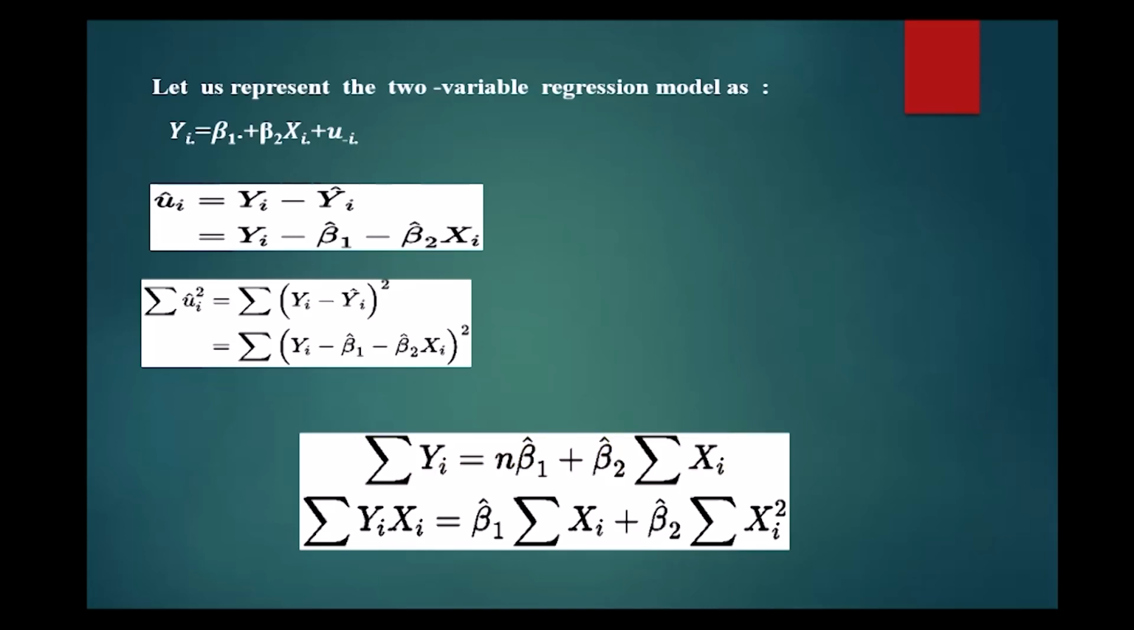After that, what are we doing? We are taking the second normal equation, multiplying by xi on both sides, and finally we get summation yi xi equals beta 1 hat summation xi, which is related with the intercept term, plus beta 2 hat summation xi squared, which is related with the slope term. In this way, these two normal equations are derived, and they are the respective equations from differentiating the sum of squares with respect to the first variable, the intercept, and the second variable, the slope coefficient.